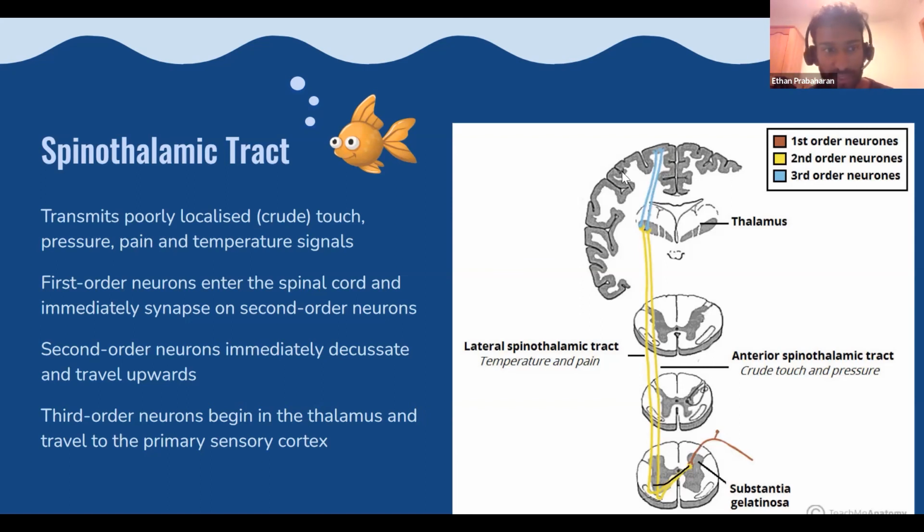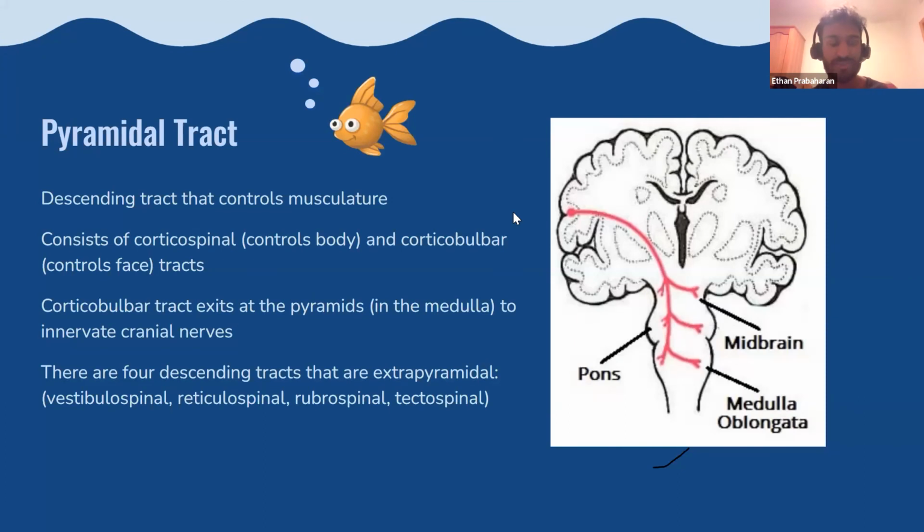And again, it's the same thing of third order neuron, starts in the thalamus, goes to the primary sensory cortex. And that's the spinothalamic tract. So again, probably memorize the actual signals that are being transmitted, and then where the synapse is and where the decussation is. So those are the two ascending tracts you need to know.